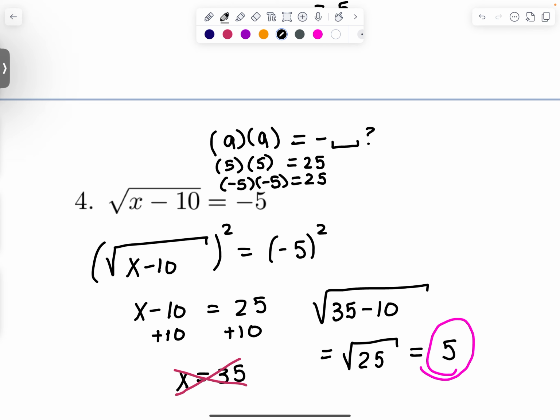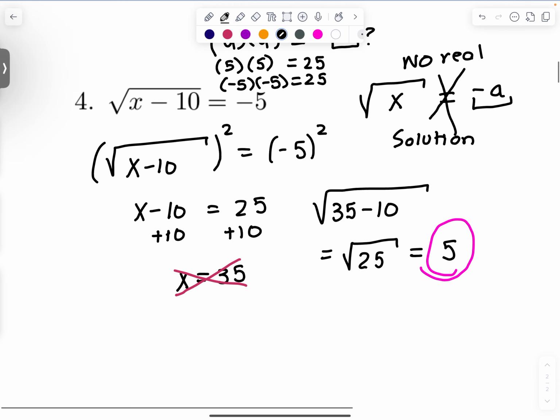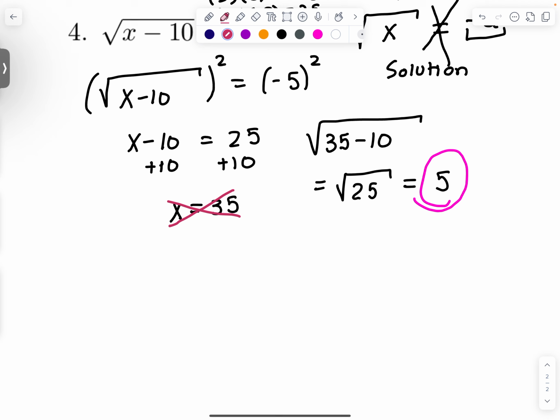There are no values that are both positive and negative at the same time. Therefore, whenever our radical equals a negative number, this is not a solution. This is implying that we have no real solution. So the answer to a problem like this, if you ever encounter it, would be no real solution.